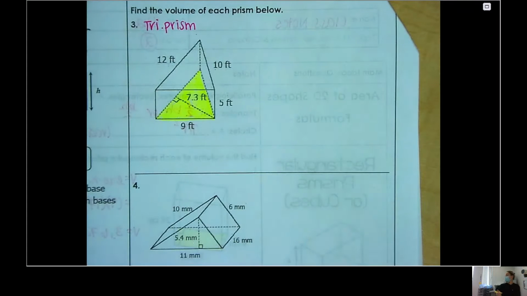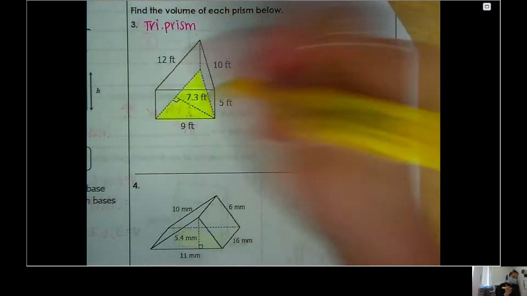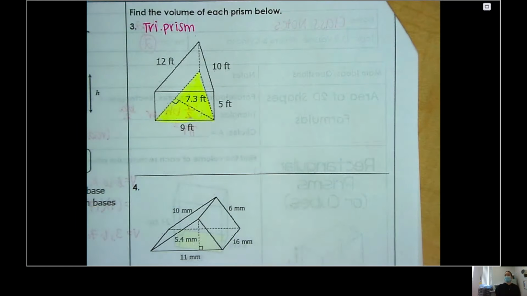Doesn't matter? No, why not? Because they're the same on the top as it is at the bottom. So it doesn't really matter which one you highlight as long as you're highlighting the triangle.